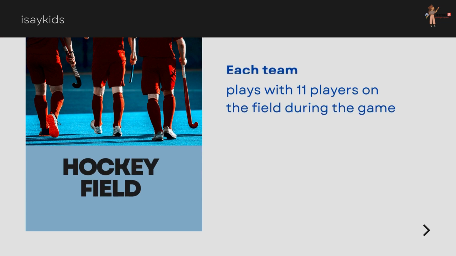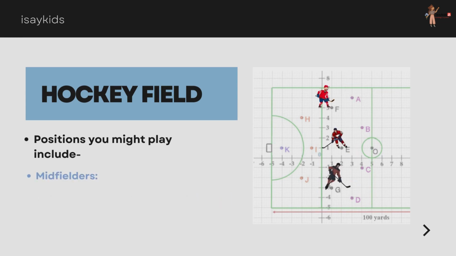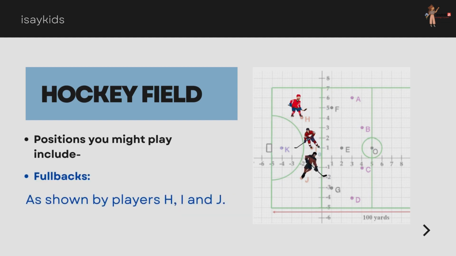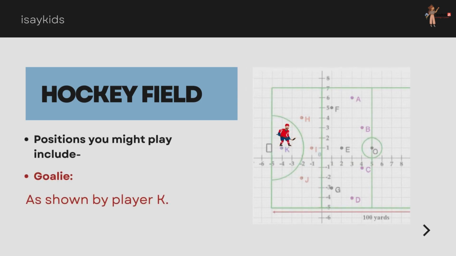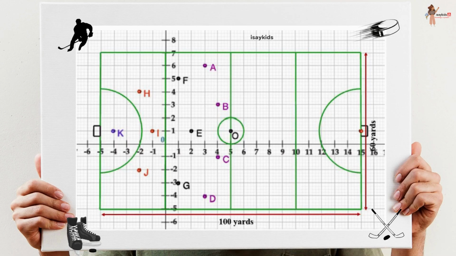Each team plays with 11 players on the field during the game, including the goalie. Positions you might play include forward position, as shown by players A, B, C, and D. Midfielders, as shown by players E, F, and J. Fullbacks, as shown by players H, I, and J. Goalie, as shown by player K. Using the picture of a hockey field here, answer the questions that follow.